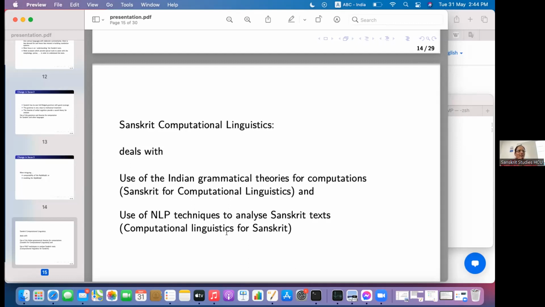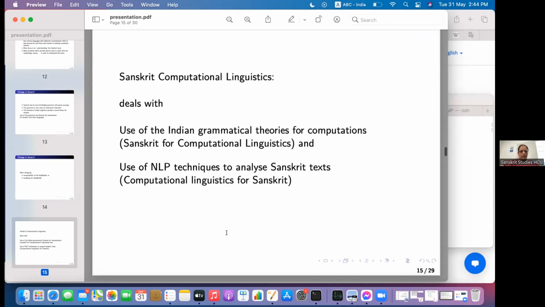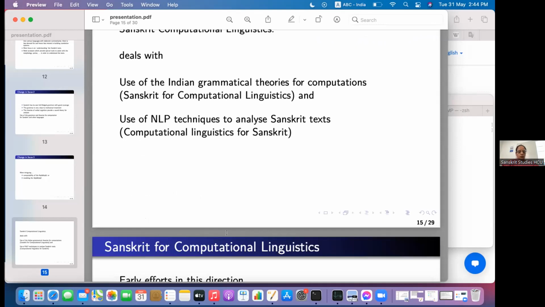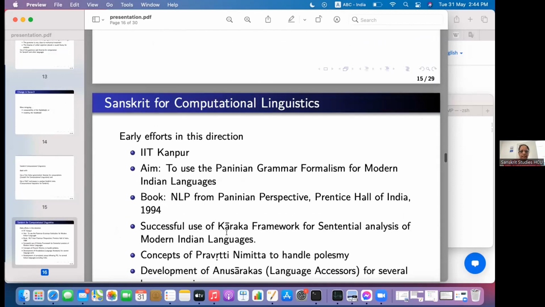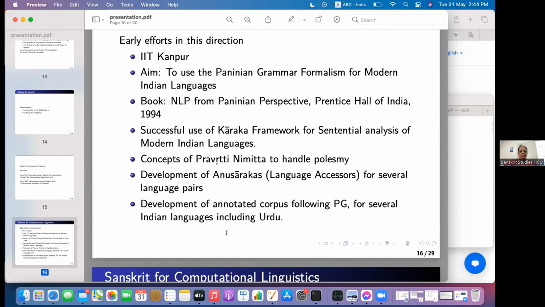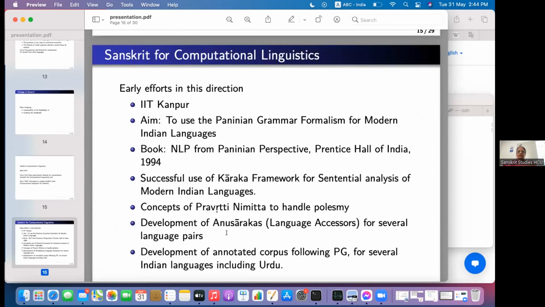Sanskrit for computational linguistics, or computational linguistics for Sanskrit. So you are using computational linguistics to build tools for Sanskrit, and you are using the theoretical knowledge in Sanskrit to enhance computational linguistics. The early efforts in this direction, using the knowledge in Sanskrit for computational linguistics, were at IIT Kanpur, Indian Institute of Technology, Kanpur.